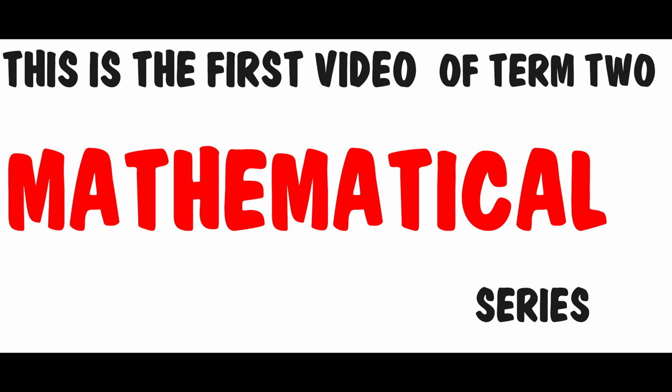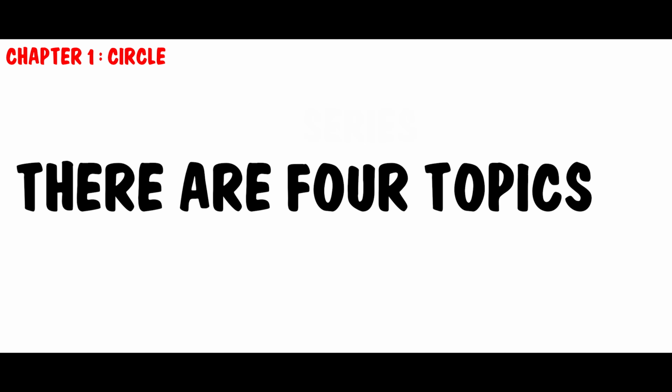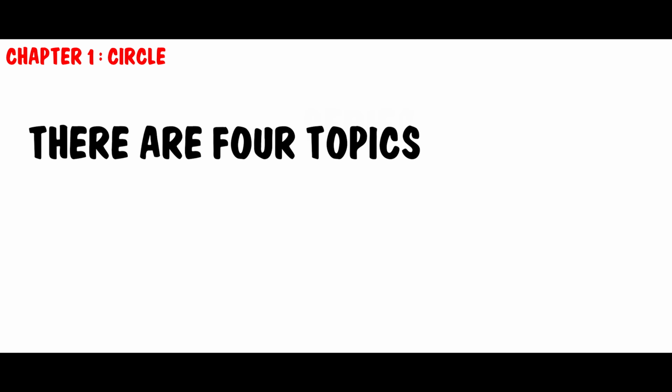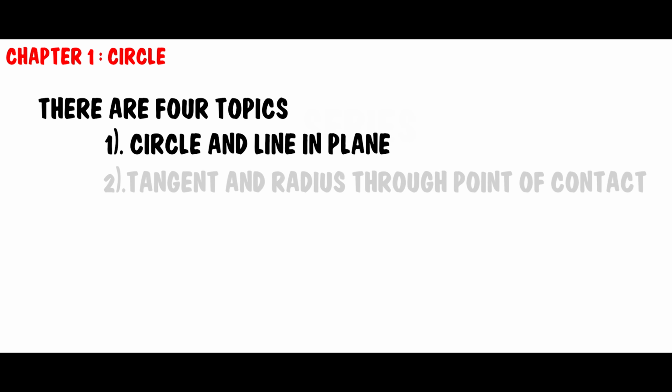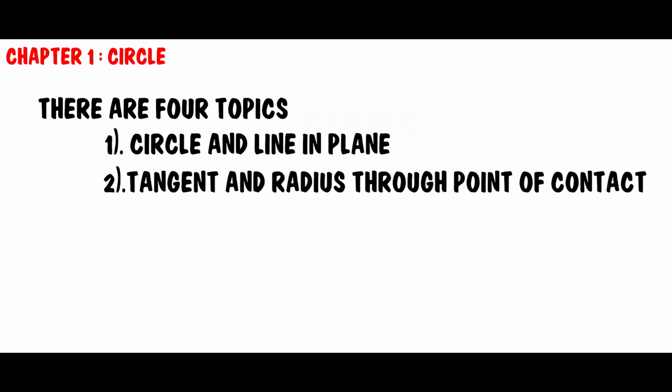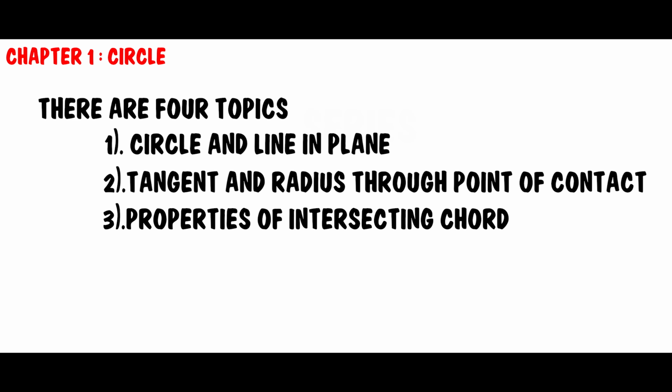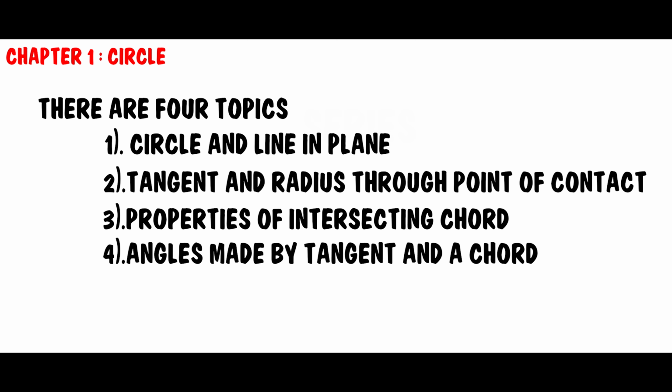So this is the first video of a term 2 mathematical series that I am going to upload. The first chapter we are going to do is circles. In today's video we are going to learn these four topics: first, a circle and a line in a plane. Second, a circle, a tangent and a radius through the point of contact. Third, properties of intersecting chords. Fourth, angles made by a tangent and a chord.